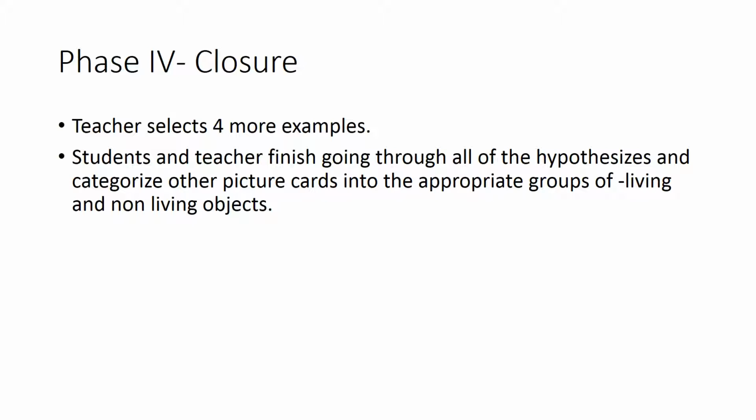For stage 4 of the concept attainment, we're looking at closure. The teacher selects 4 more examples. Students and teacher finish going through all the hypothesis answers that were given and categorize each of the picture cards into the appropriate groups of living and non-living objects.